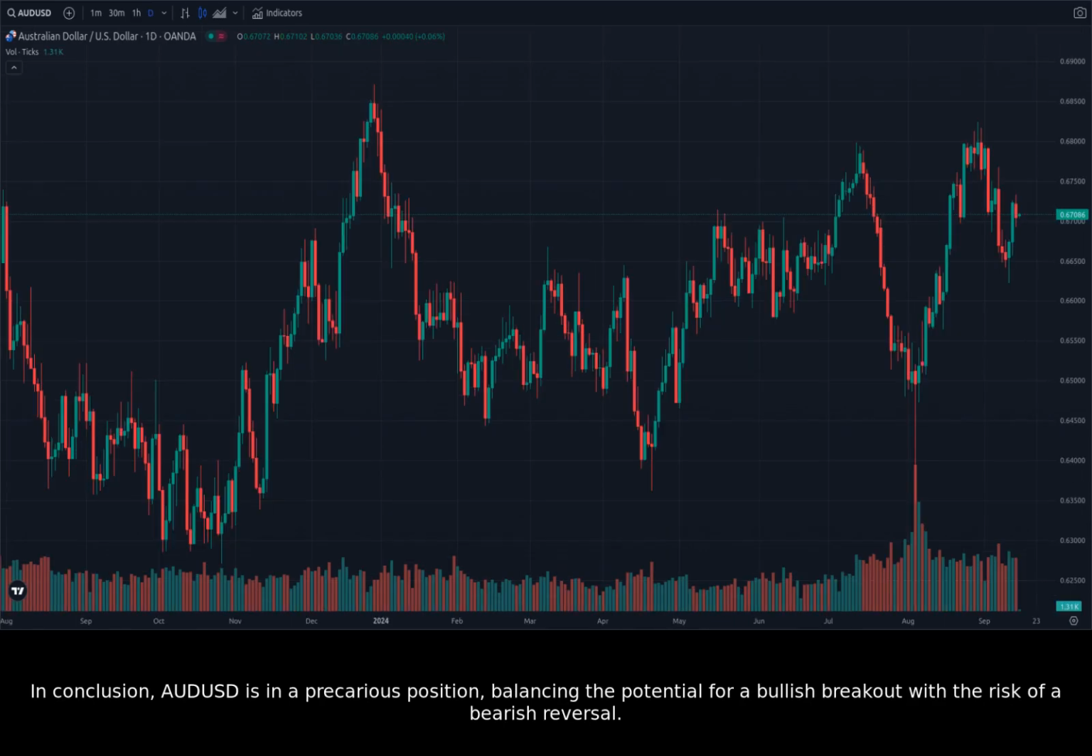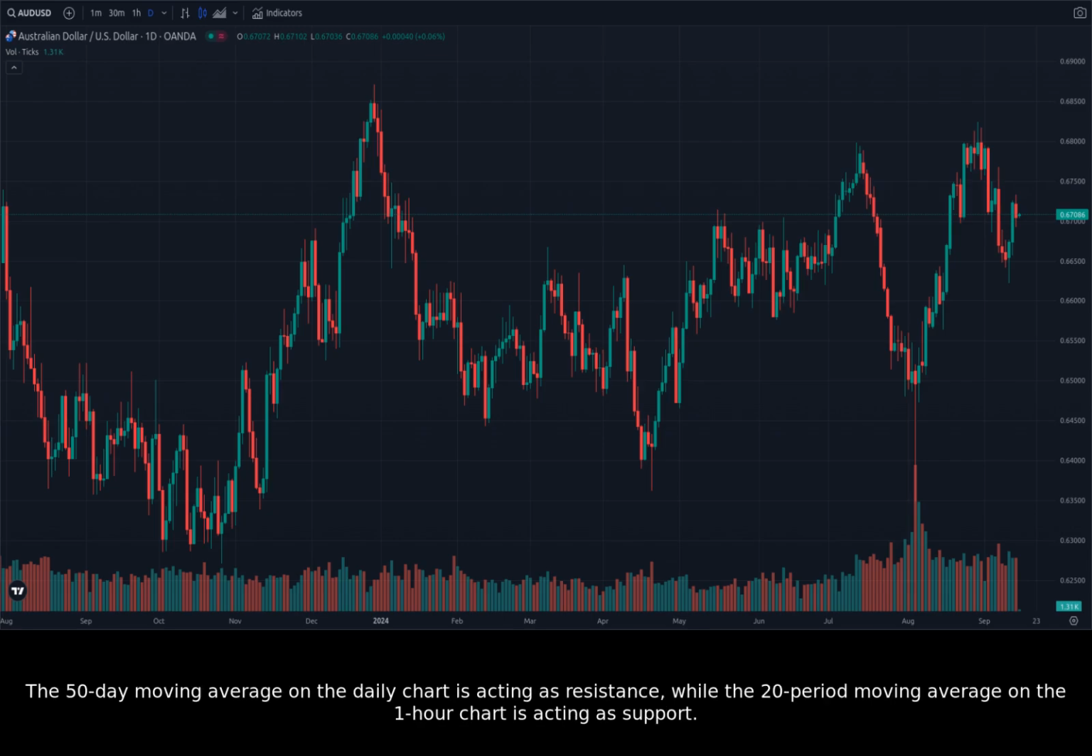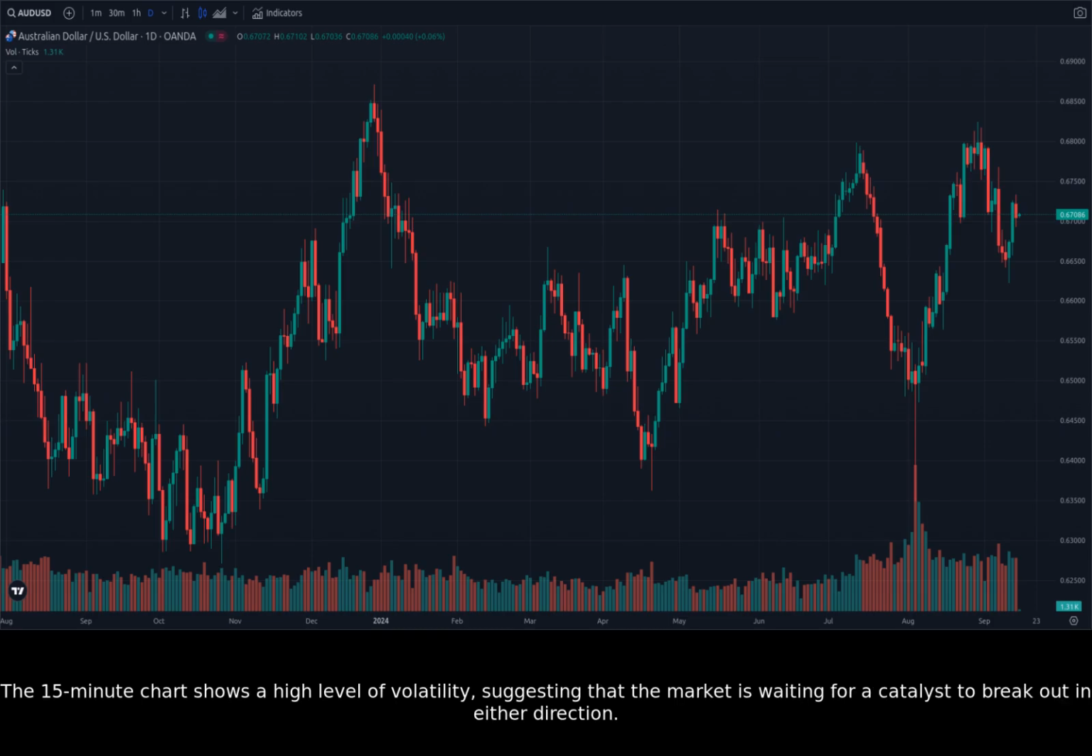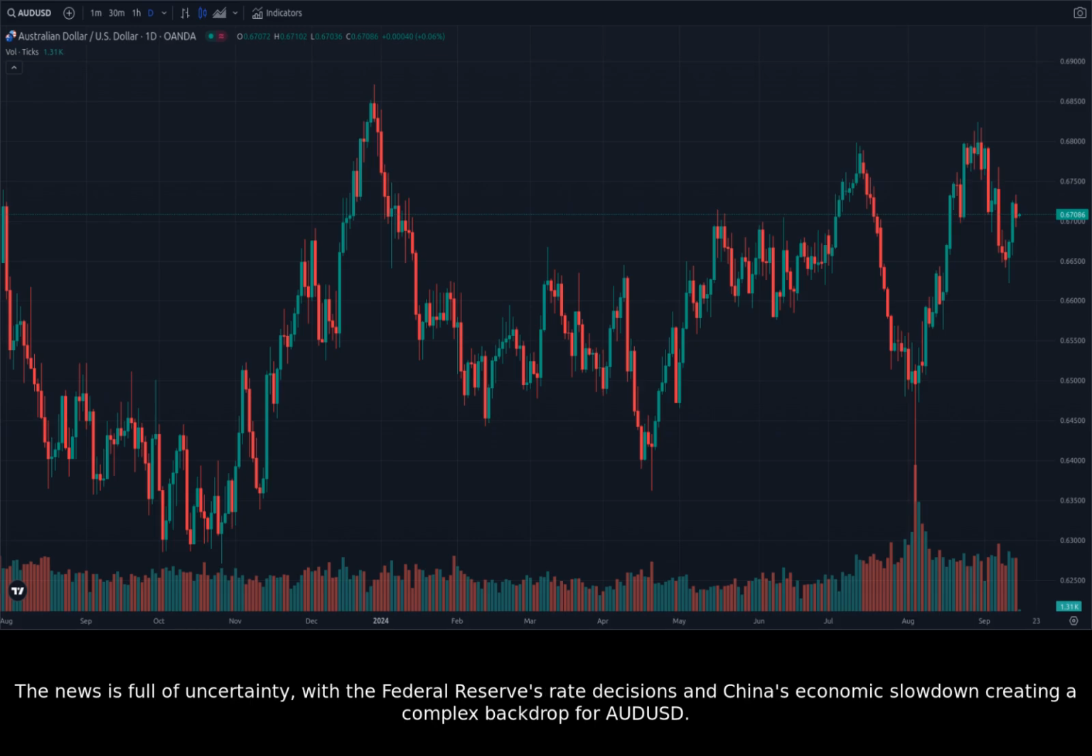It's important to monitor the news closely and look for any potential catalysts that could impact the market. In conclusion, AUDUSD is in a precarious position, balancing the potential for a bullish breakout with the risk of a bearish reversal. The 50-day moving average on the daily chart is acting as resistance, while the 20-period moving average on the 1-hour chart is acting as support. The 15-minute chart shows a high level of volatility, suggesting that the market is waiting for a catalyst to break out in either direction. The news is full of uncertainty, with the Federal Reserve's rate decisions and China's economic slowdown creating a complex backdrop for AUDUSD.